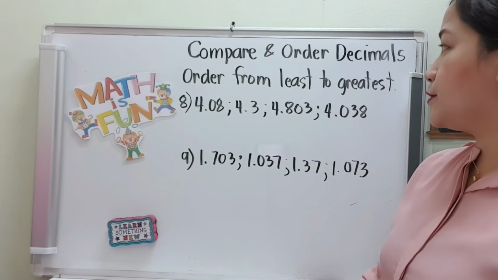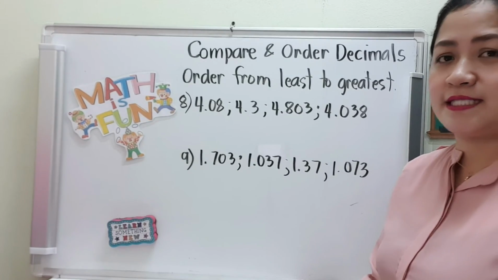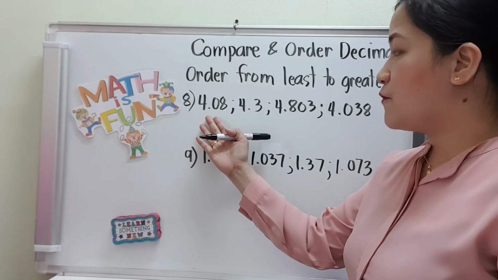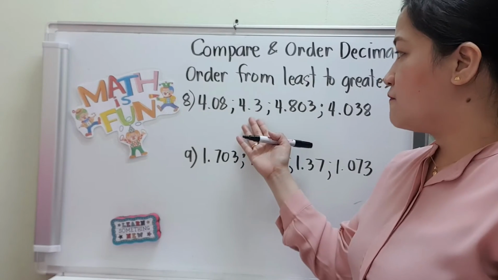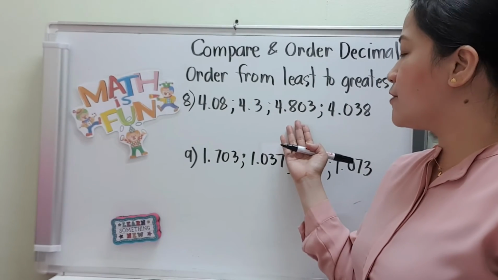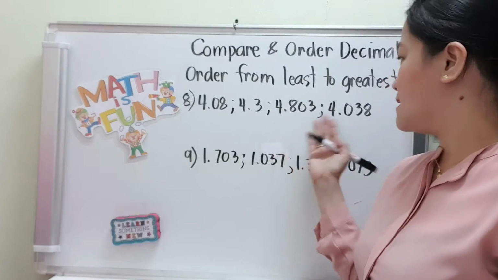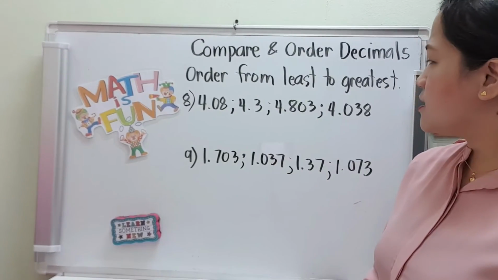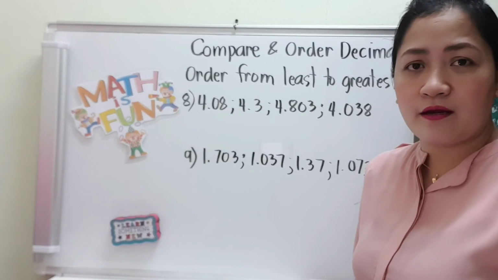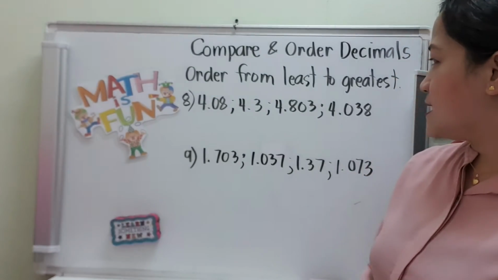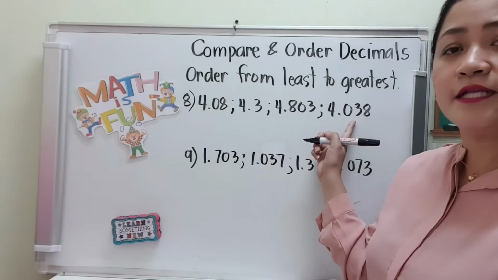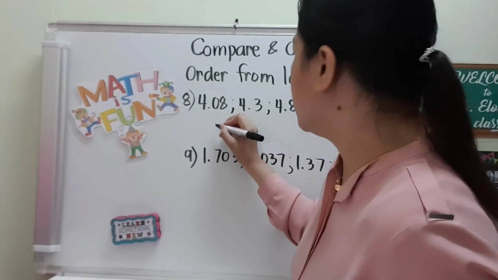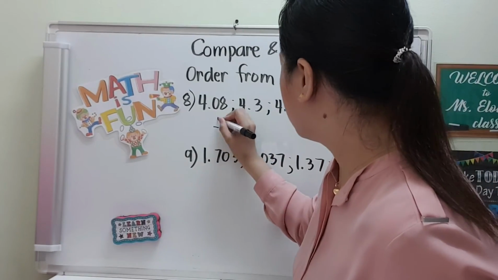Now, let us order these numbers from least to greatest. So, we have 4 and 8 hundredths, 4 and 3 tenths, 4 and 803 thousandths, and 4 and 38 thousandths. So, which do you think is the least number here? If you say it's 4 and 38 thousandths, then you are correct.